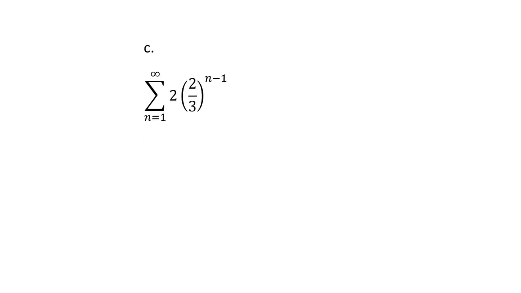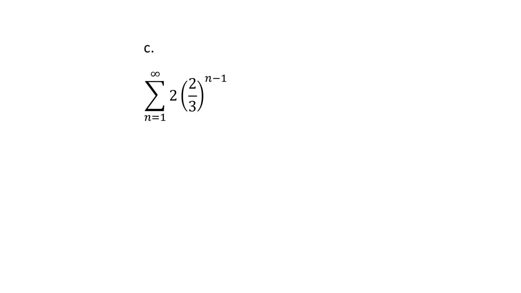Okay, part C. Infinite sum only works. Remember, there are 2 things that have to be true in order for an infinite sum to be possible. Number 1, it has to be a geometric series. This is, because this is an exponential function, so it's geometric. The second thing, it has to have a common ratio less than 1. So 2/3 is the common ratio.